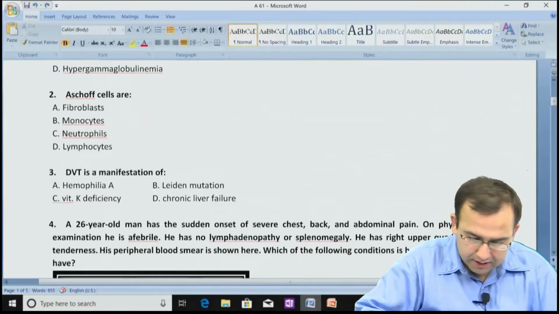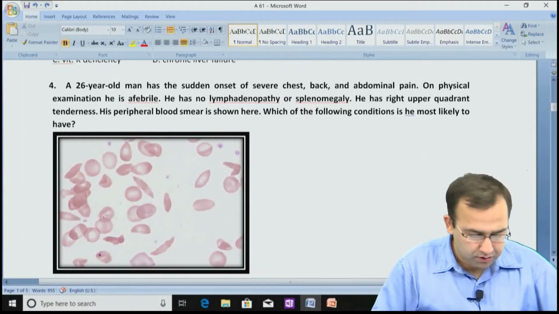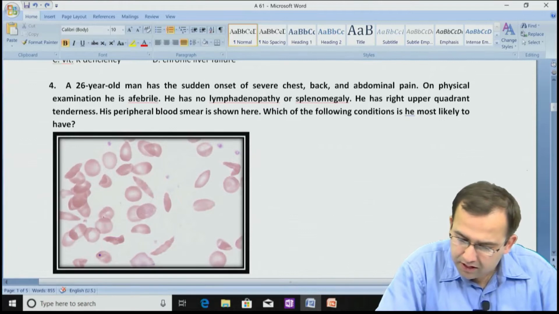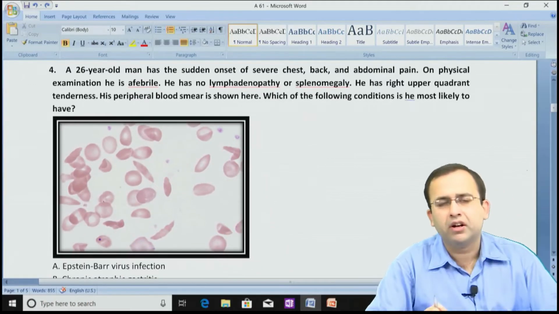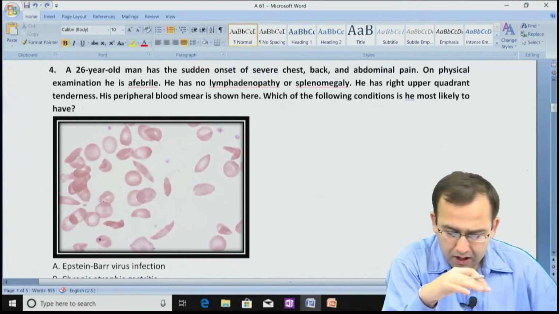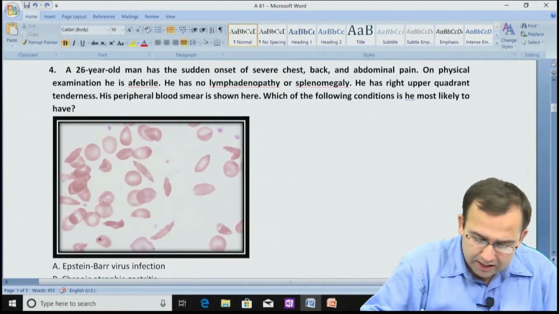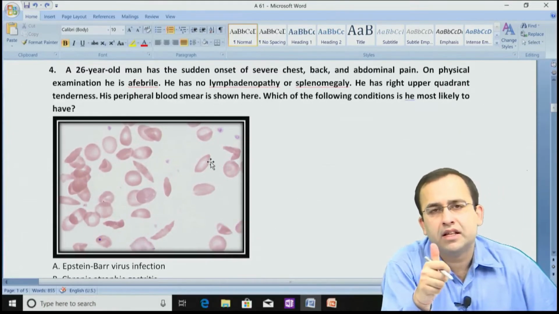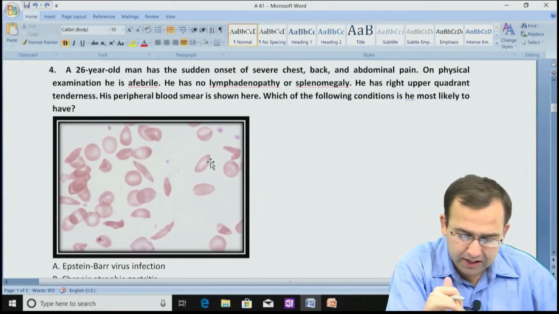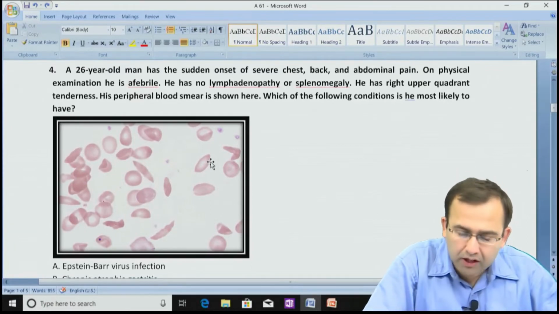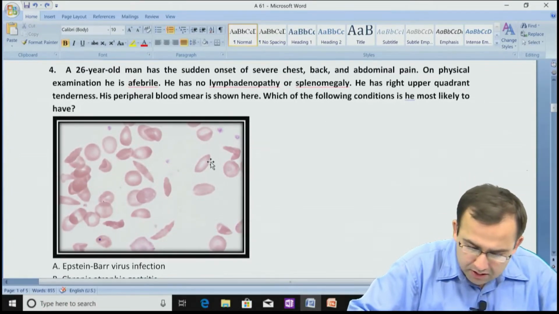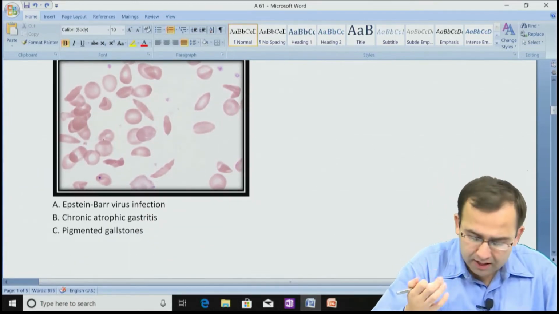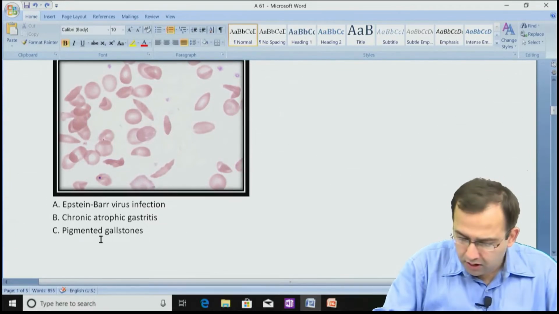Next, this gets us to question 46. What we have in this is a 26 year old male with severe chest and abdominal pain, afebrile. Again, this can simply be a no history slide. You just have the image, and this shows you the presence of sickle cells. Diagnosis, sickle cell anemia. I do not need other history to make a diagnosis. Which is the condition he is most likely to be associated with? The answer is C, pigmented gallstones.